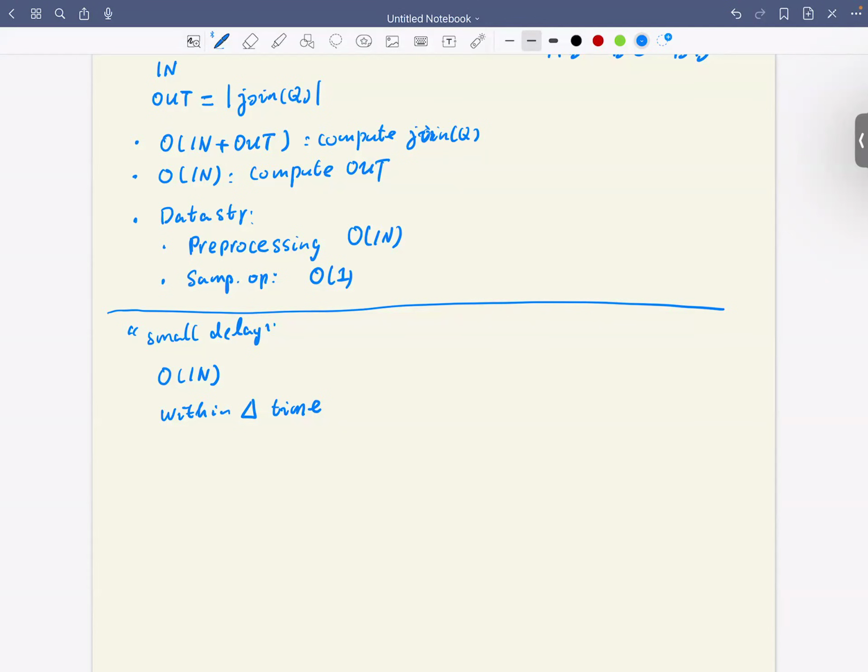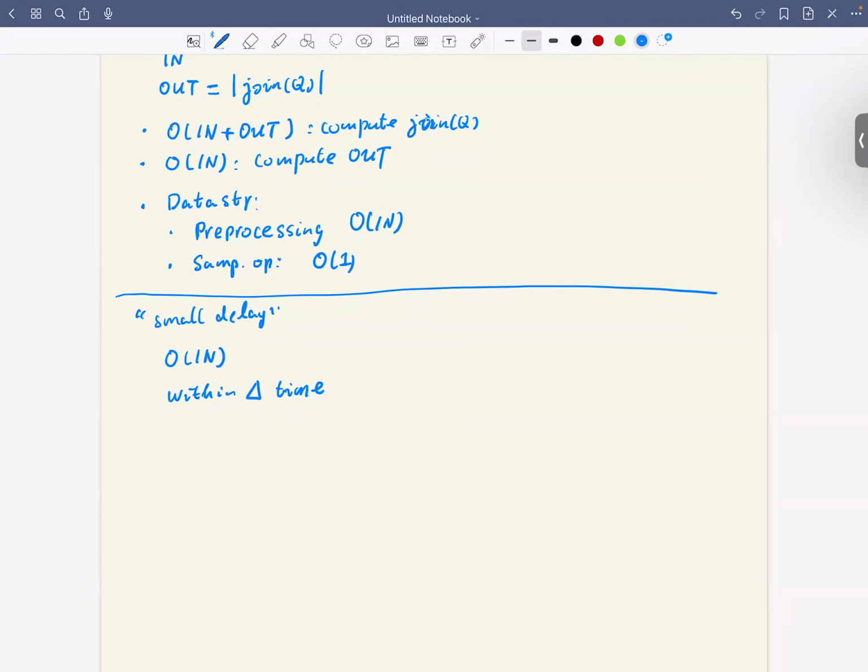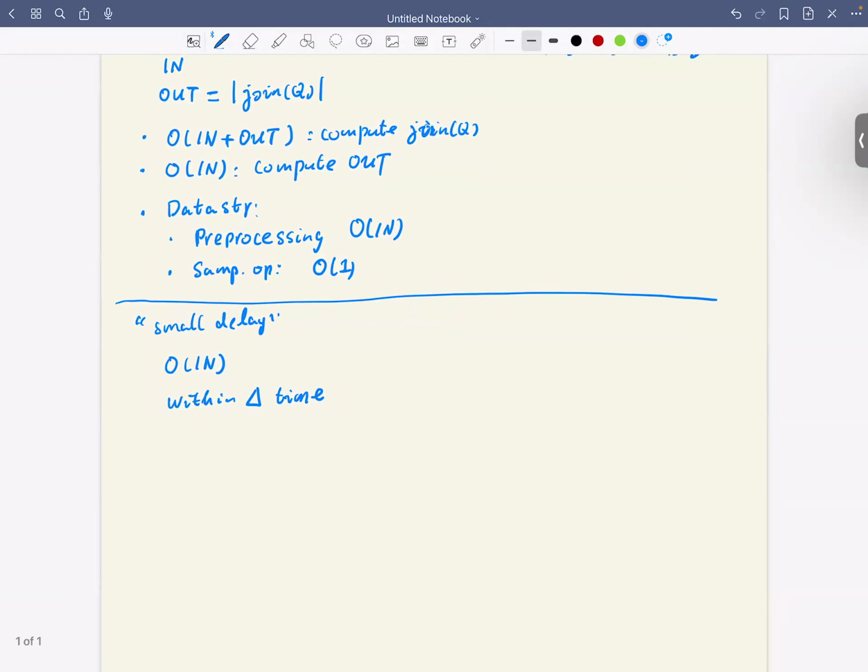That's the first iteration, and then you should start the next iteration, and the same delay guarantee applies: within another delta amount of time, you should either say no more, all the tuples have been reported, or here is another new tuple in the join result. This is what you have to do in the second iteration. You have to keep doing this again and again until the end. If this is the case, then we say that this is small delay.